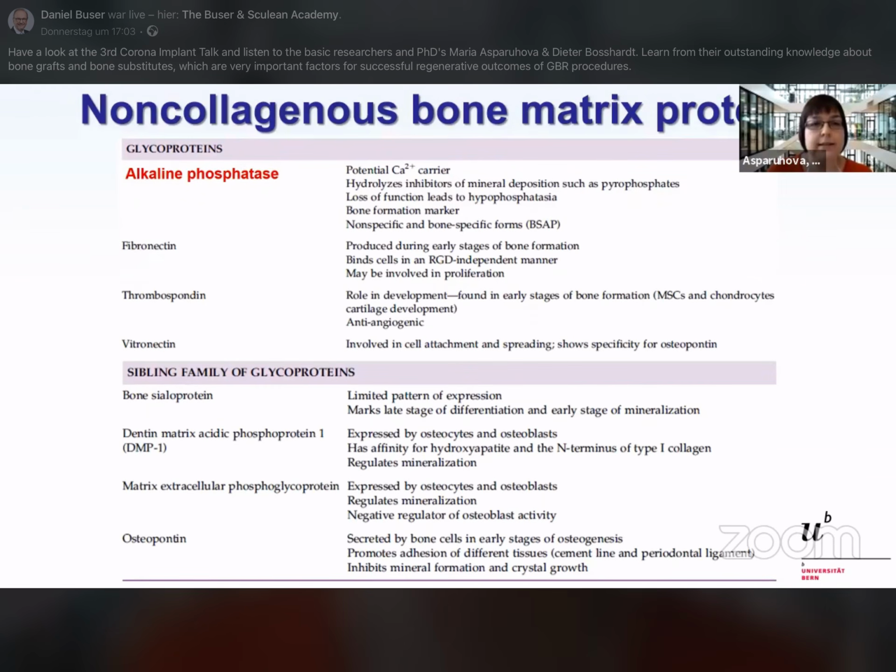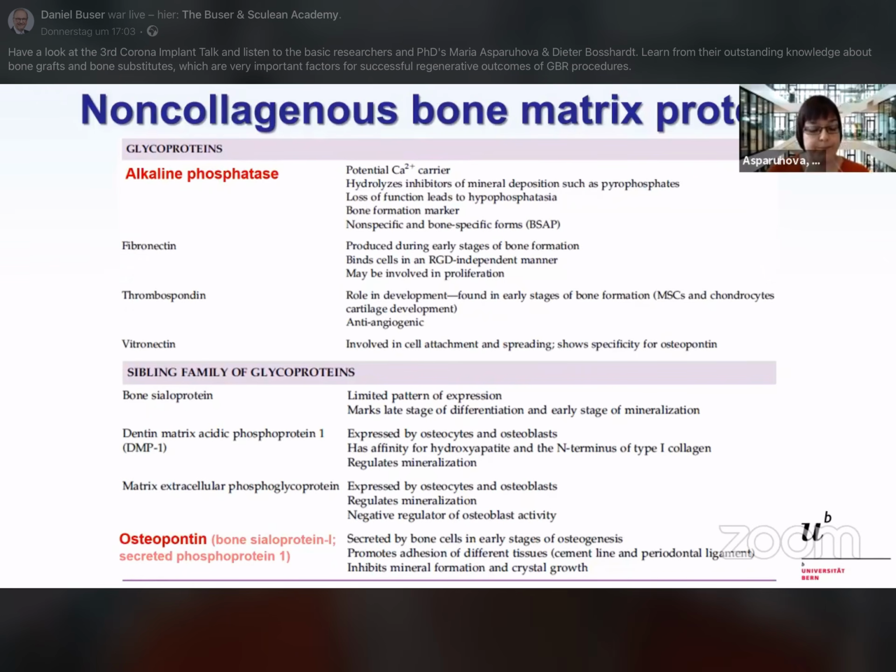Alkaline phosphatase is another non-collagenous bone matrix protein that belongs to the family of glycoproteins. It hydrolyzes inhibitors of mineral deposition such as pyrophosphates and is used as a marker for bone formation.